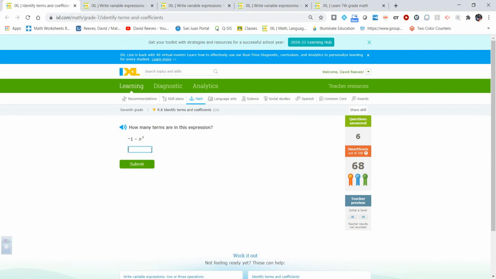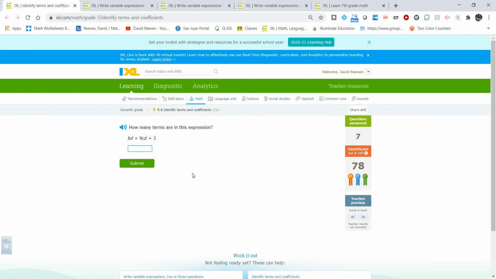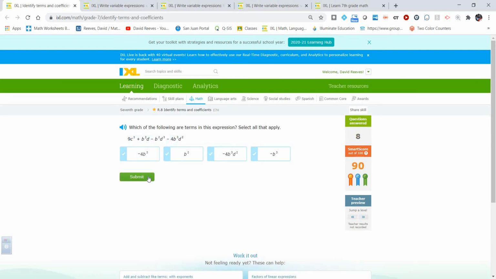All right, how many terms in this expression? There are 2. Again, the first term would be -1, and the second term would be n squared, or many times we would say -1 n squared is the term. All right, can we skip to the next level? How many terms? 3. This is not getting very interesting, is it? How about the challenge zone? Now, hey, this looks a little more fun.